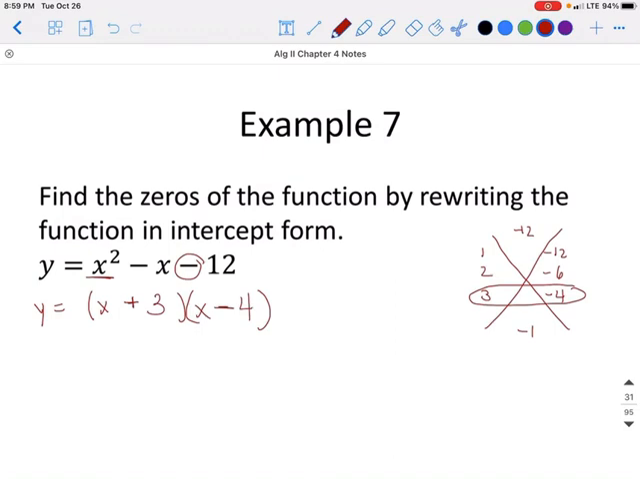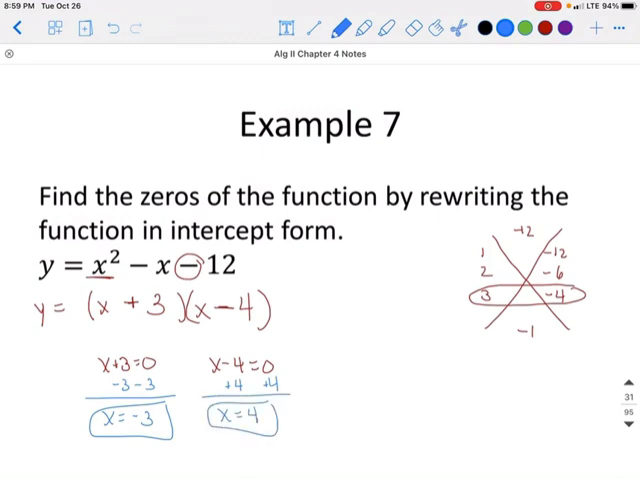Now this is in intercept form, but we want to find the zeros. So again, we're going to do x plus 3 is equal to 0, or x minus 4 is equal to 0. If we subtract 3 from both sides, we're going to get x is equal to negative 3, and if we add 4 to both sides, we are going to get that x is equal to 4.